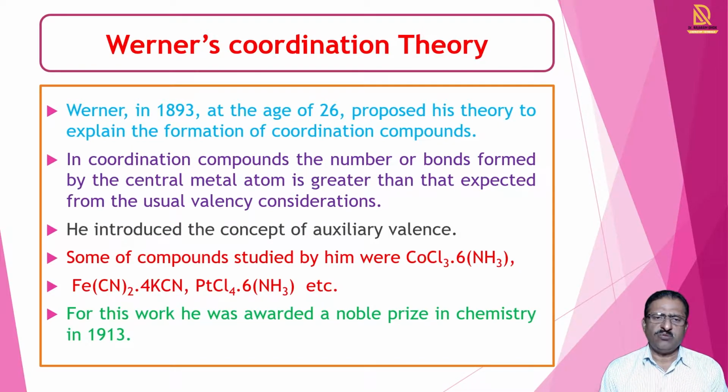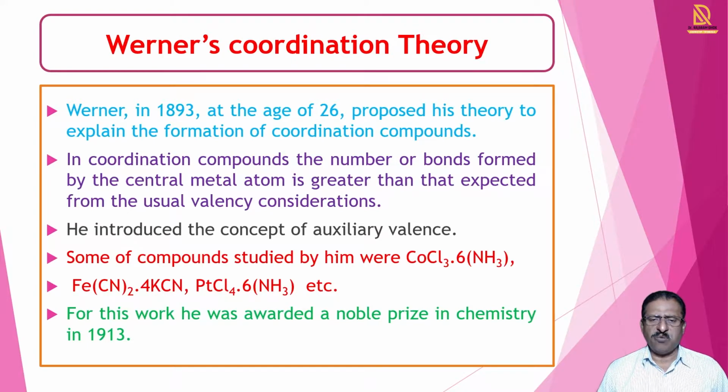So Werner is one of the scientists, and he put forth his theory about coordination complexes in 1893, and at that time Werner was 26 years old. At that very young age he proposed his theory for the formation of coordination complexes.